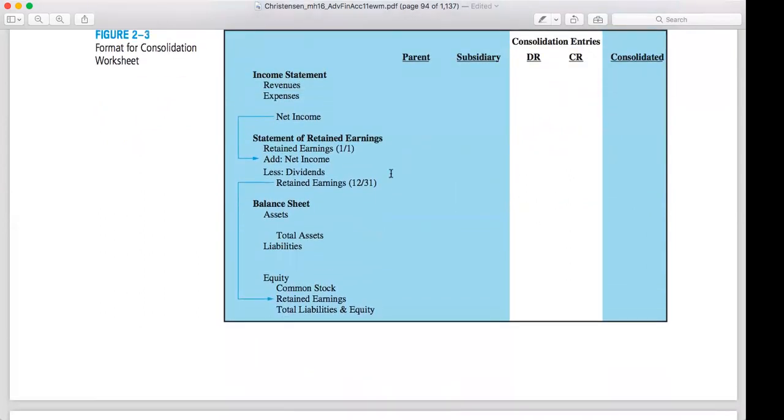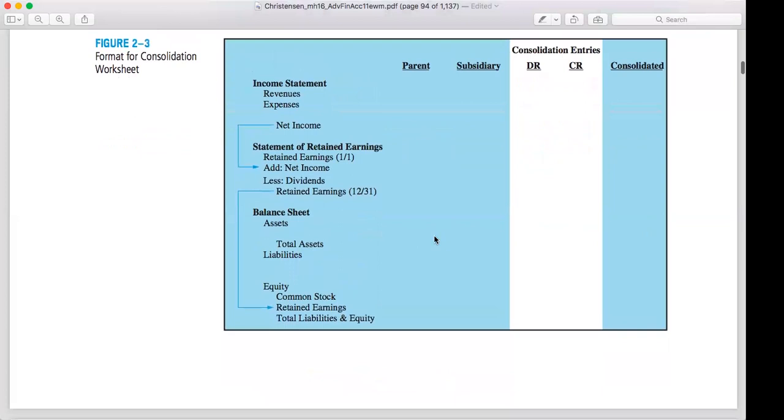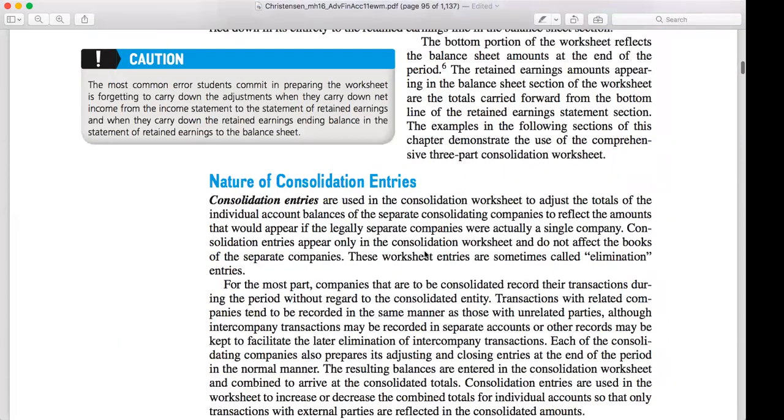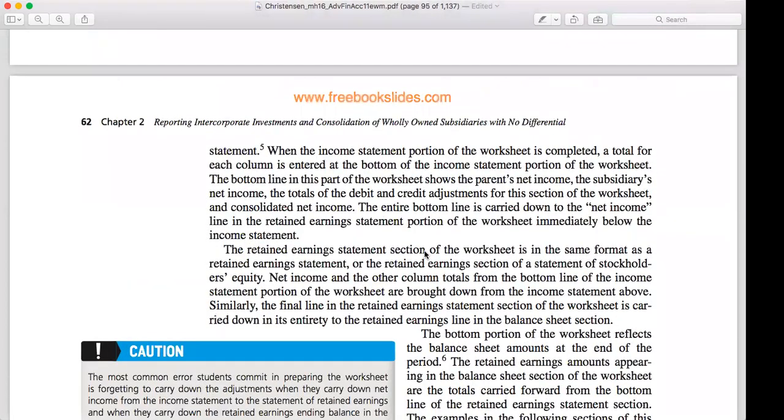So this is the illustration. Income, revenue, expenses, statement of retained earnings, and balance sheet in here. So this is a format for a consolidation worksheet. All right.